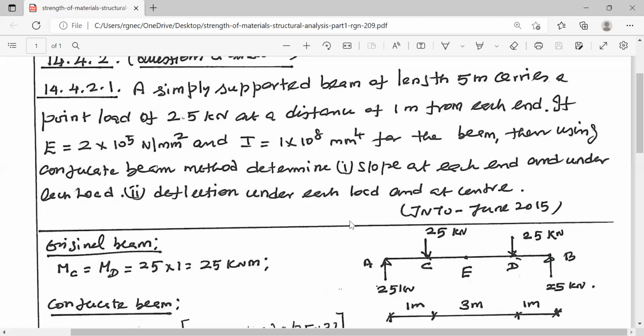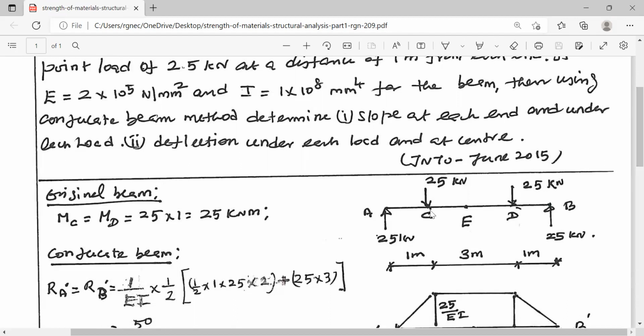Then what are the other points to be calculated? Deflection under each load and at center. That is, we have to calculate deflection at C, deflection at D, and deflection at E. Now let us see the further working of this beam.